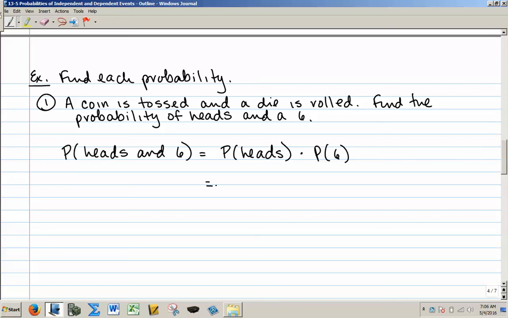The probability of tossing a coin and getting heads is 1/2, because there are two sides, heads and tails, and heads is one of those. And the probability of rolling a 6 is 1 out of 6, because there's only one 6 on a 6-sided die. So the probability of both of those two events occurring is 1/2 times 1/6, or 1/12.